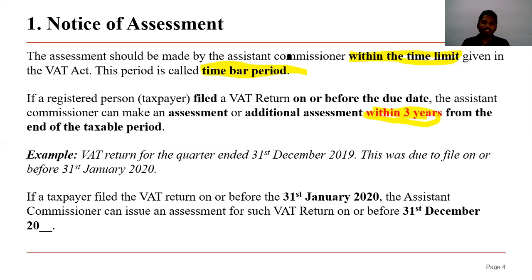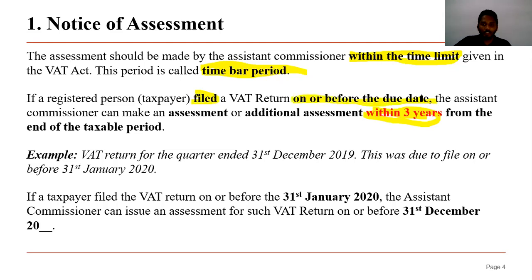Because in practical circumstances, due to lack of employees in the Inland Revenue department, they are unable to audit each and every VAT return for all persons. Therefore, they select a higher volume of companies, those who have high transactions, and start the audit. Within the 3-year period, they have to check whether you have properly complied with the tax law.